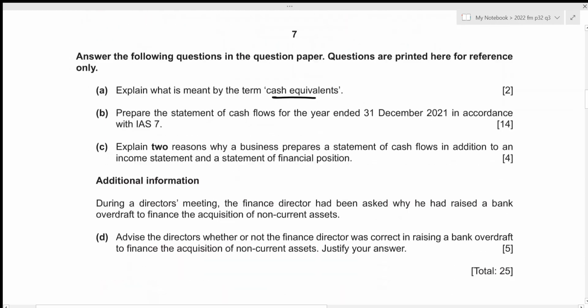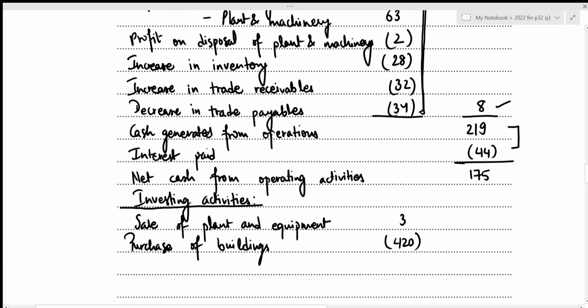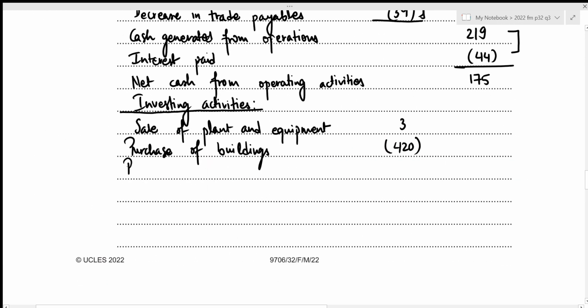Let's write it down. So that is purchase of plant and machinery worth of 97,000. And this concludes all of the items to be included in investing activities, since the only non-current assets were building and plant and machinery, right?